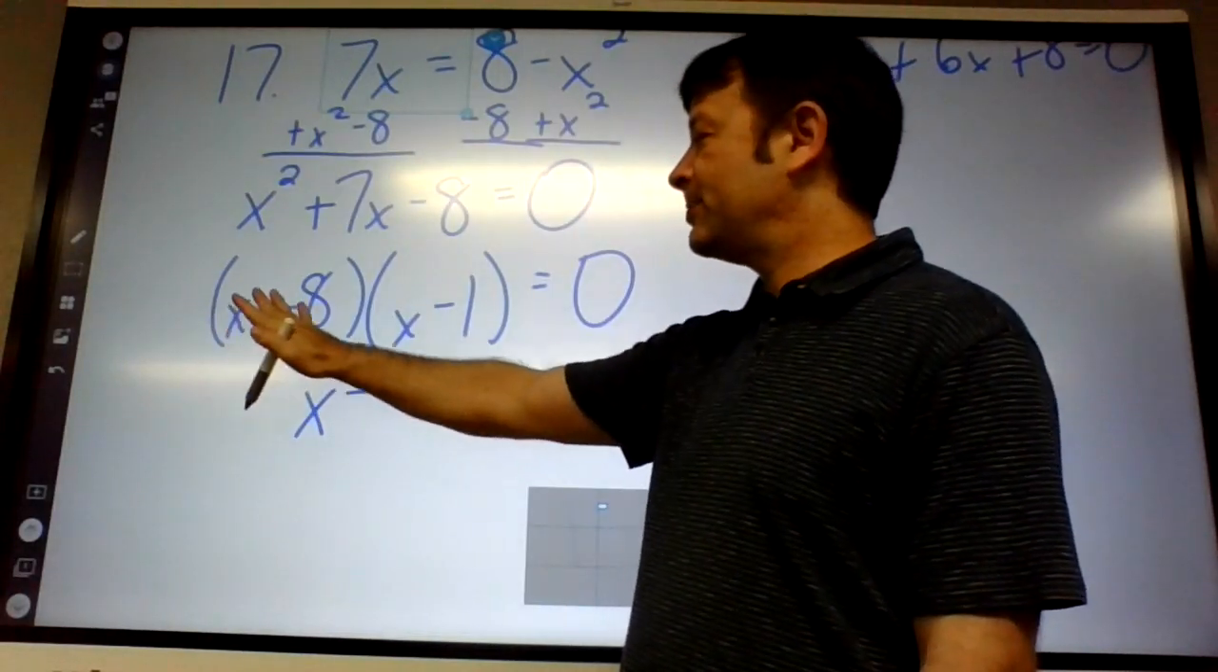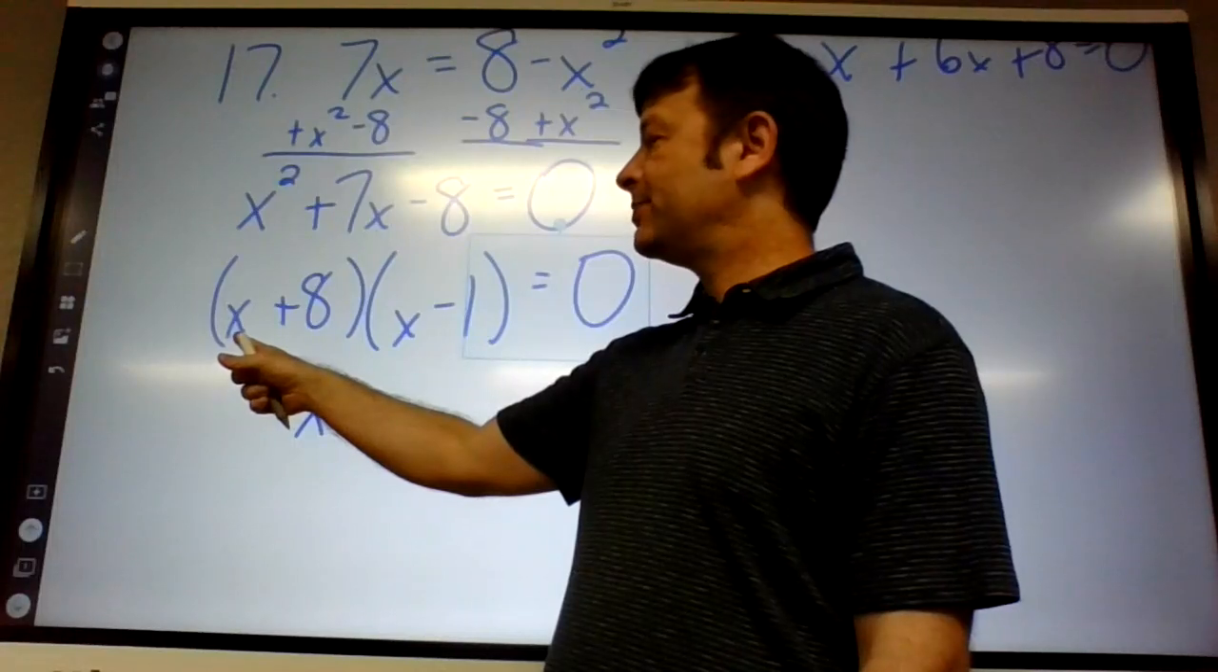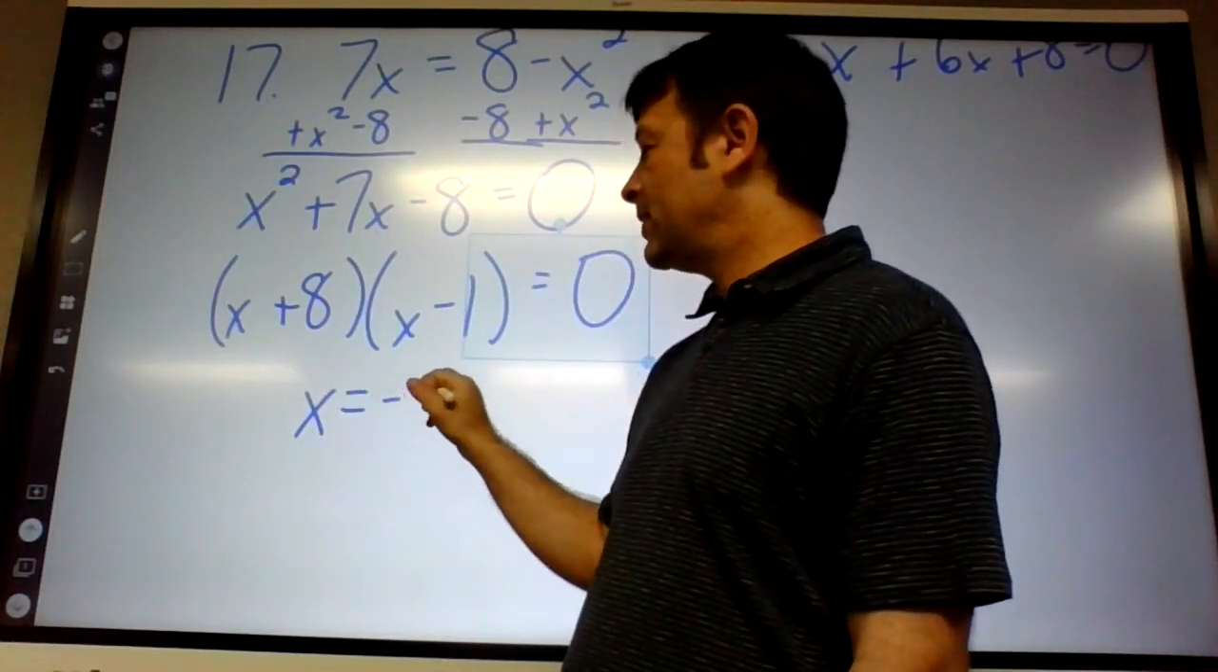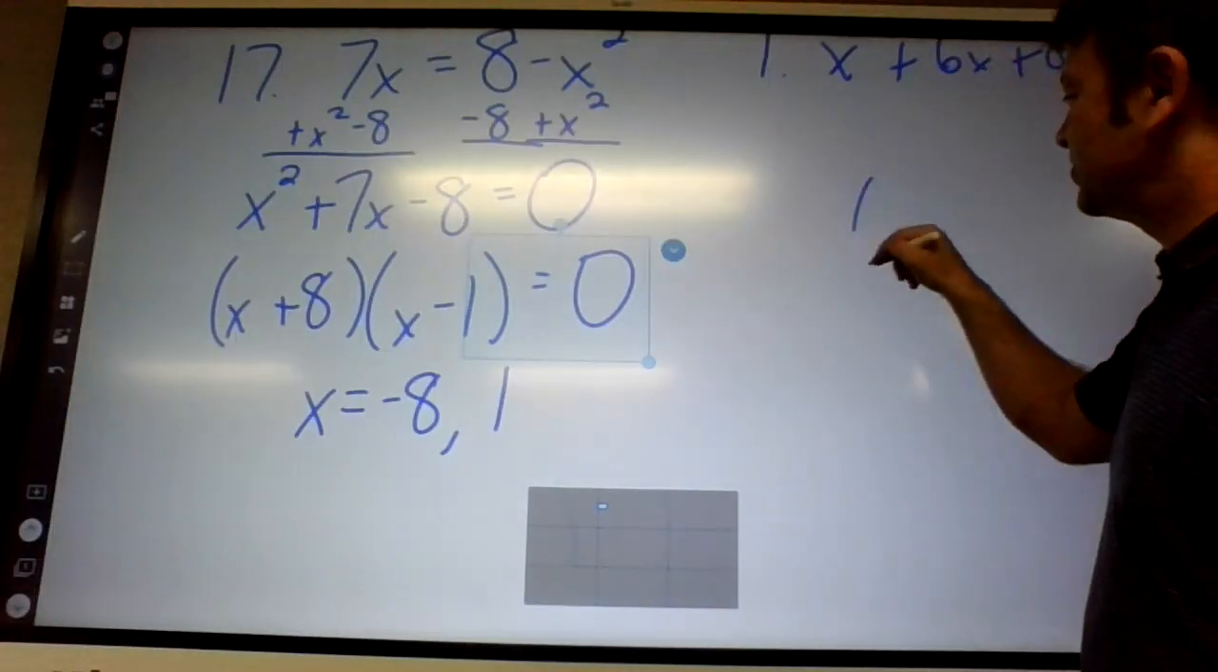What x values make these factors equal 0? What x value makes this factor equal 0? 8. No. Negative 8. Negative 8, yeah. Or 1. Positive 1. Okay, just a really quick review.